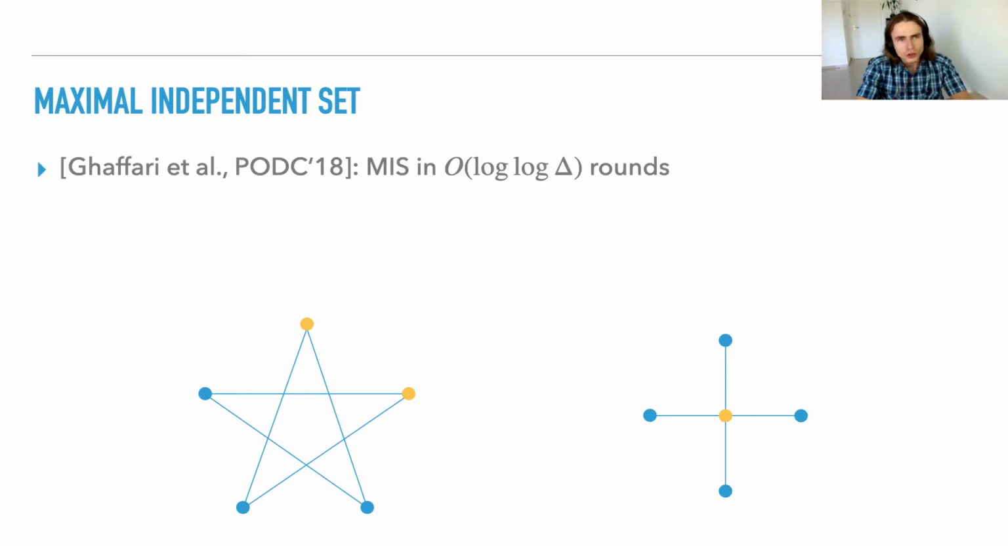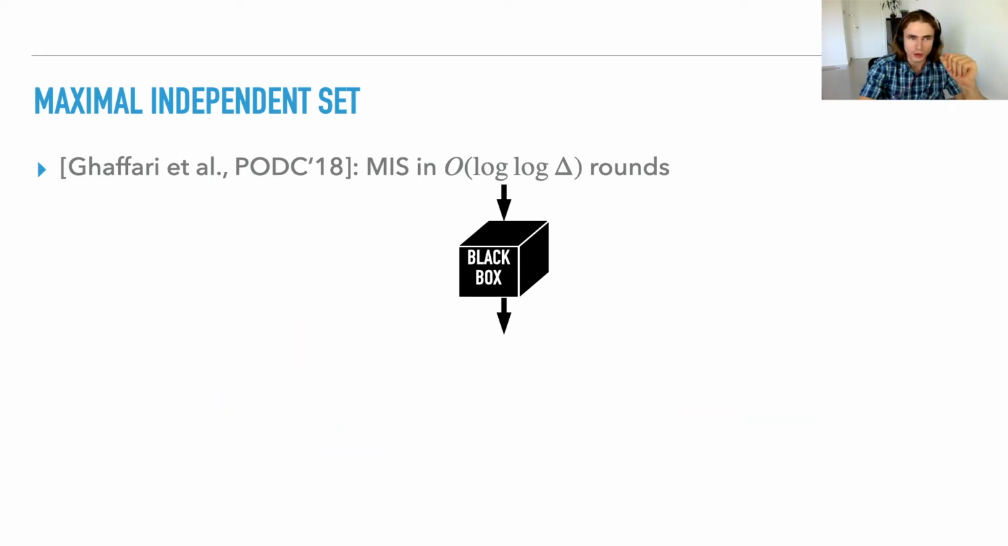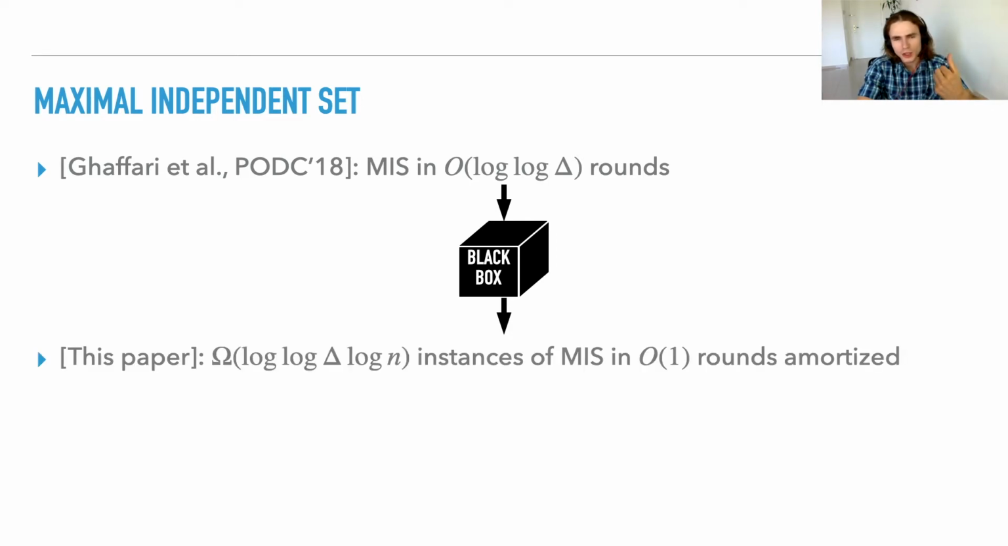Ghaffari et al. showed how to compute MIS in order of log log delta rounds with high probability in the congested clique model. We still do not know if we can go down to order of 1 rounds. However, the scheduling routines we show in this paper, used as a black box, allow us to run multiple instances of an MIS problem in a constant number of rounds amortized.